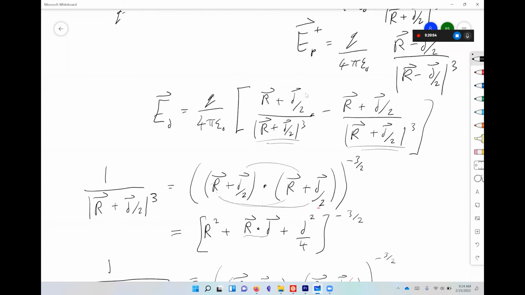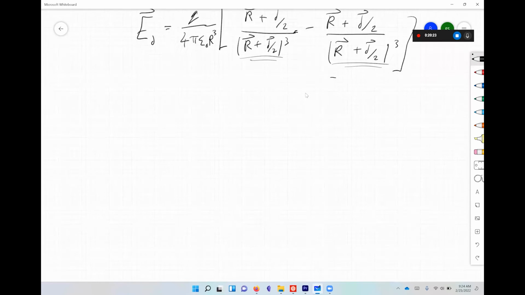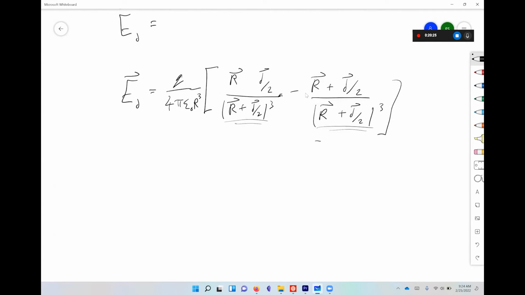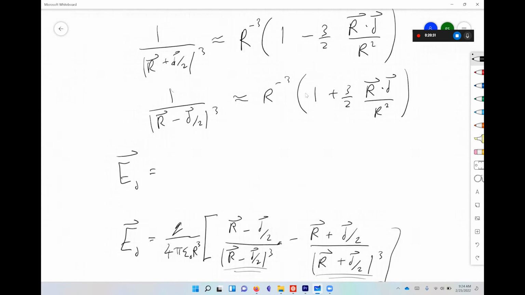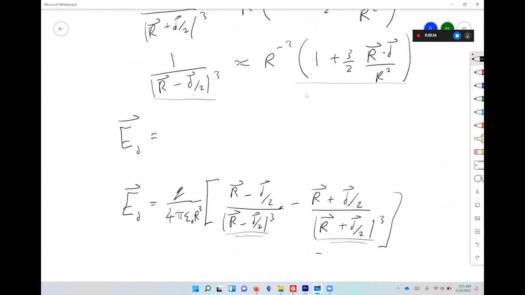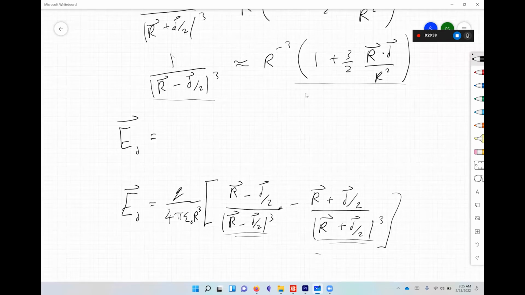I think I made a mistake somewhere here. Oh, yeah. There's a minus sign here, of course. I made a typo. No one corrected me. Okay, so there's a minus sign here, and there's a minus sign here. So I can now apply this approximation, right? Both of those have r to the minus 3. I can take it out. I have r cubed here.